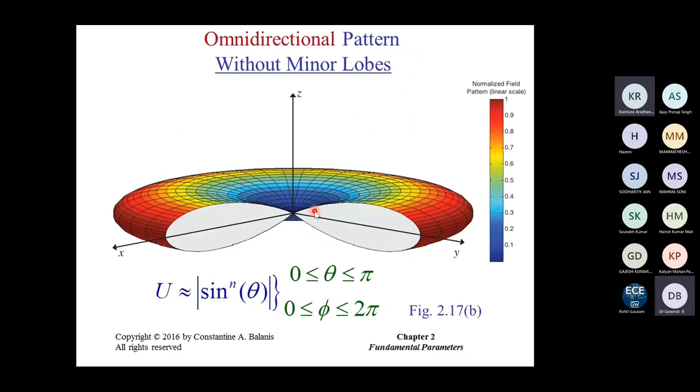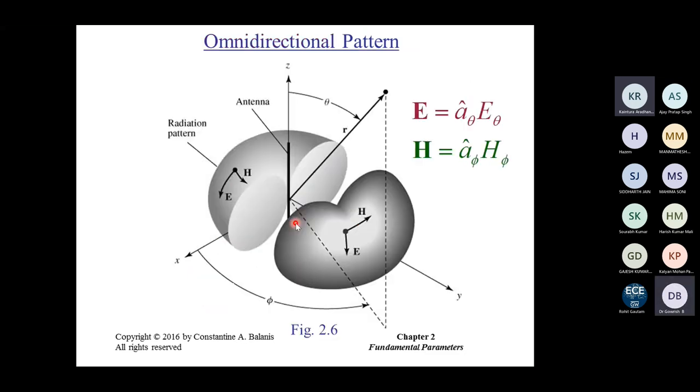Omnidirectional antennas, we saw the expression for an omnidirectional antenna is given by this expression. Once again, it doesn't account for the side lobes. And a dipole antenna generates an omnidirectional pattern. We will see it in a few lectures. We will see a dipole antenna actually generating the omnidirectional pattern.